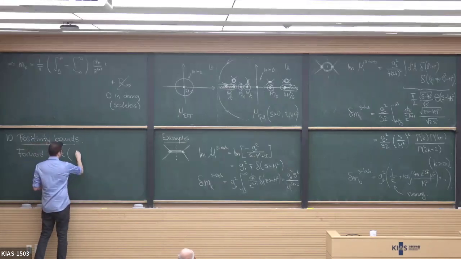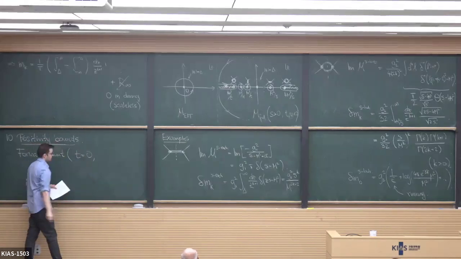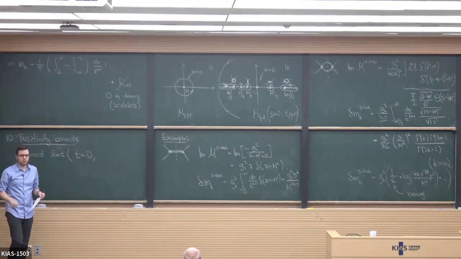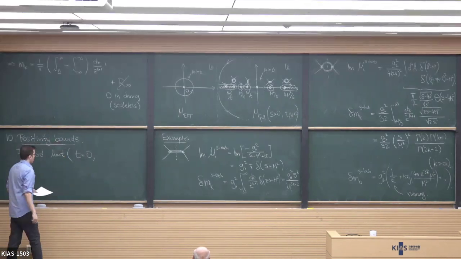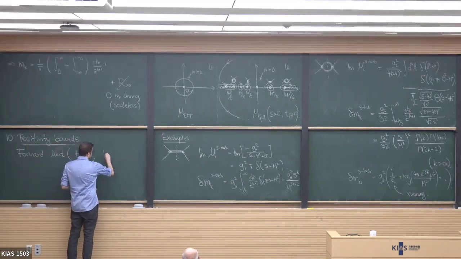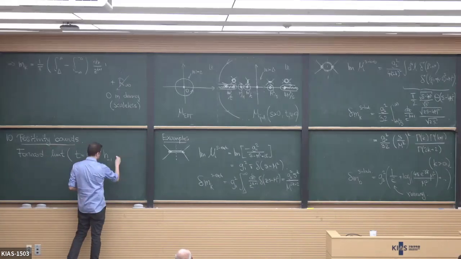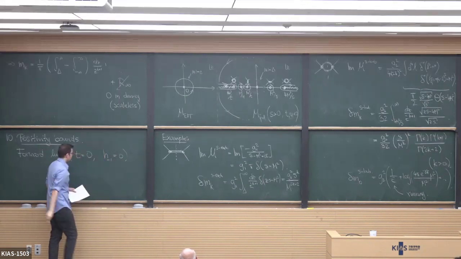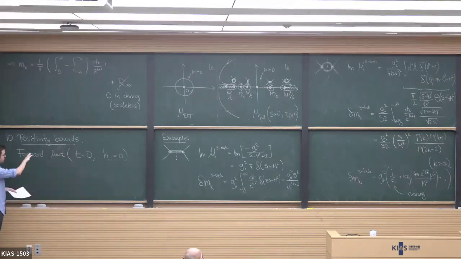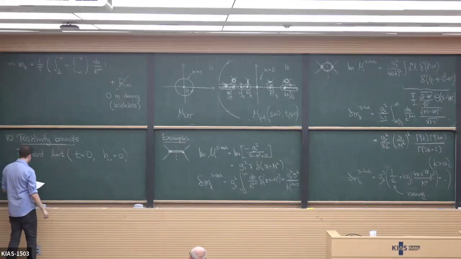In the forward limit, what I mean is that t is going to be equal to 0. Strictly speaking, there are some problems when there's a massless pole. So since we only have 5 minutes now, I'm just going to kill all the t-channel poles for this purpose.